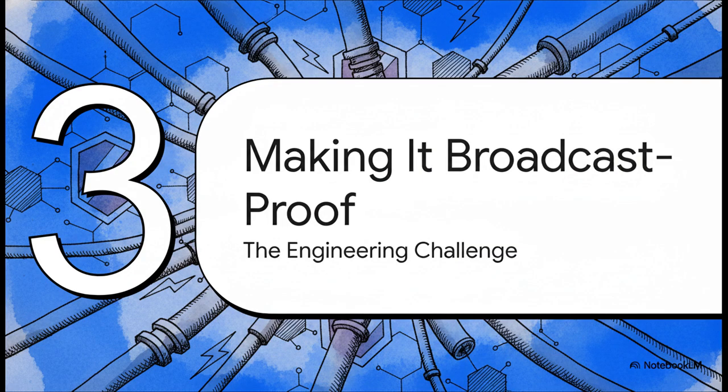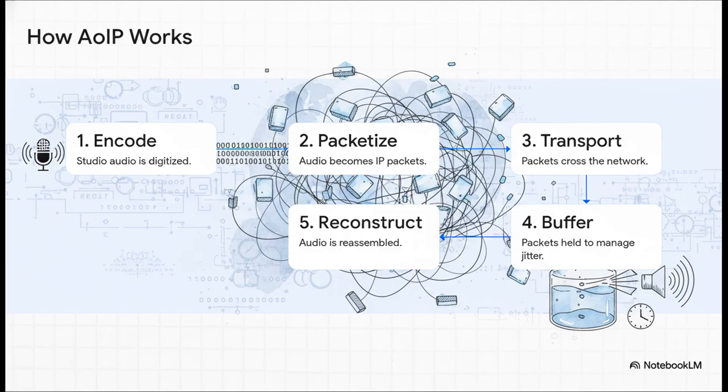How do you take this standard internet tech and make it absolutely bulletproof, reliable enough for broadcasting? Well, it all starts with understanding the process. First, the audio is encoded, digitized. Then it's broken into all those little packets and sent across the network.